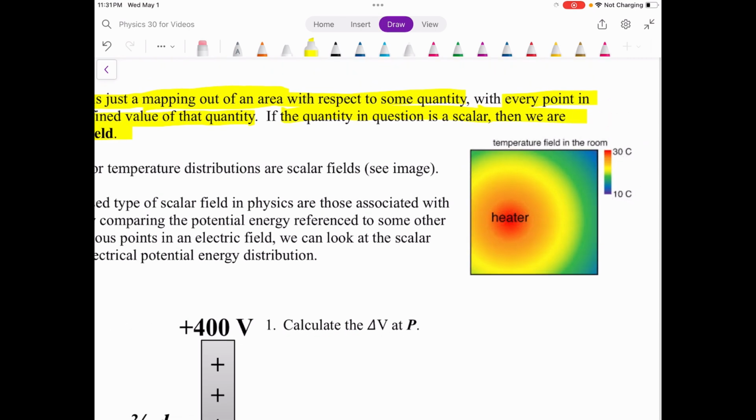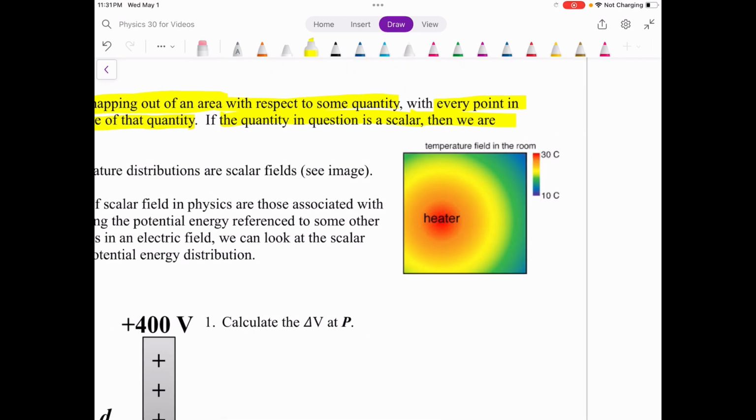I mean, we talked in the previous 2 lessons ago, I guess, about how the weather map that you see on the news, that's kind of a scalar field, right? It's showing you what the temperature is like at all those different locations. Here's another temperature field, right? All it's doing is mapping out this area with respect to some quantity. That quantity being temperature. And of course, temperature is a scalar, right?